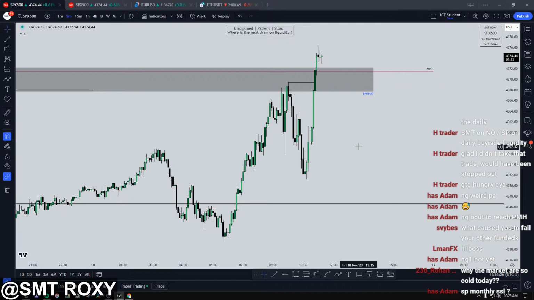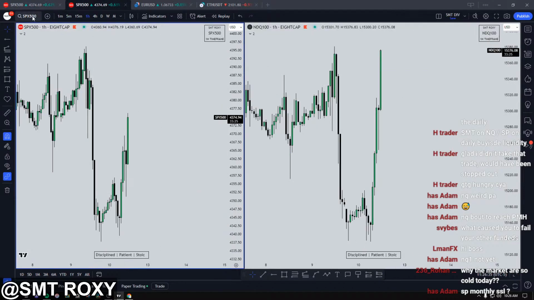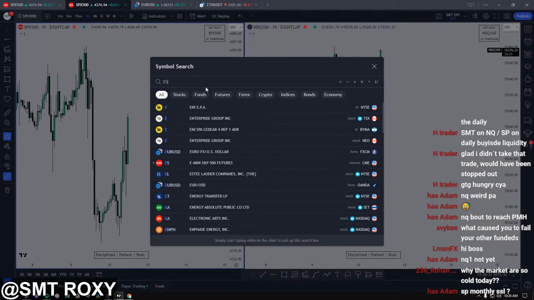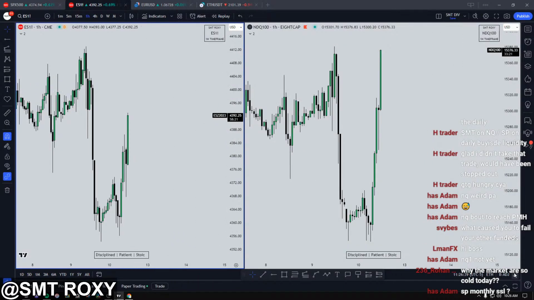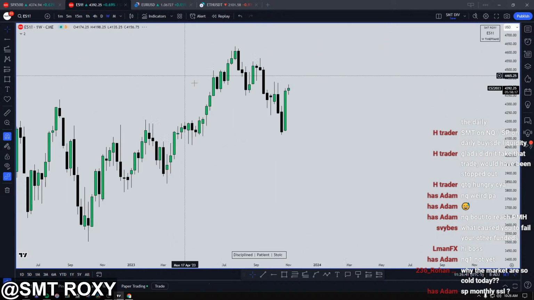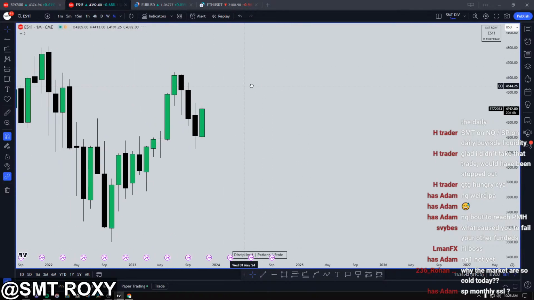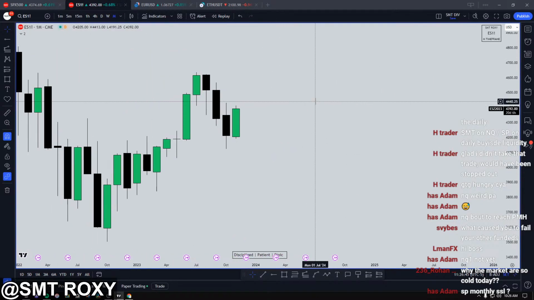Let's see that real quick. S&P monthly sell side liquidity. What do you mean? S&P monthly. I gotta go back to ES1 or what? Let's go back to ES1. Let's go to SPX here. Monthly sell side liquidity. What are you talking about? I don't know what he's talking about.